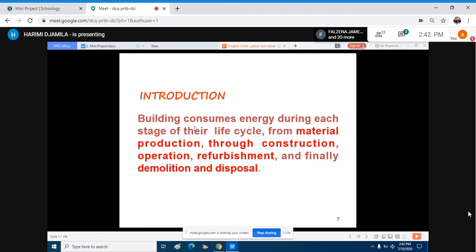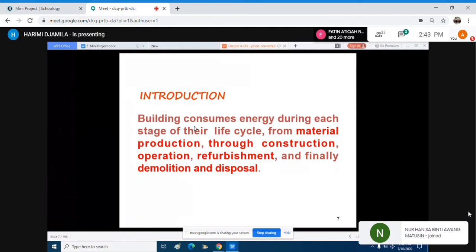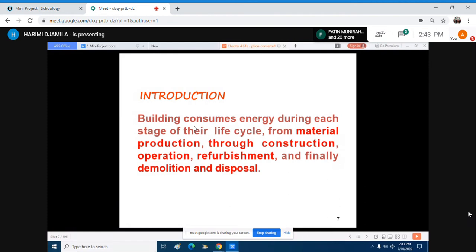So if you have a local product, it is better in terms of life cycle analysis than exporting from outside, but not necessarily always the case. Sometimes the situation is different. What does it mean? You have to take the stages from material to production, through construction, operation, the time when people are in the building, and refurbishment. Refurbishment is the renovation and the redecoration of something.